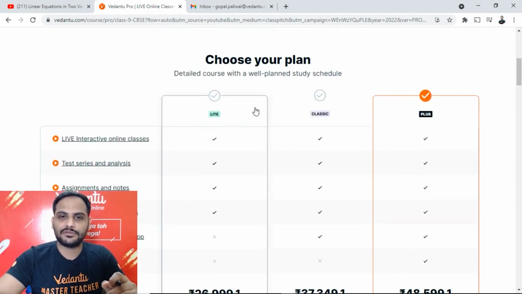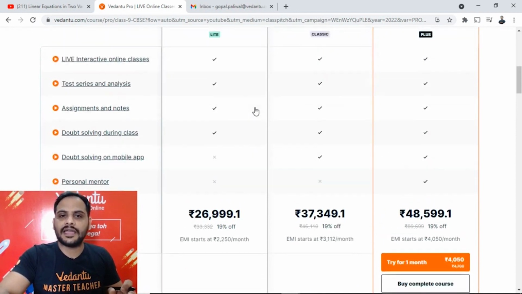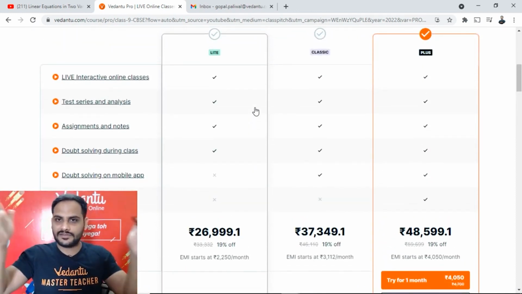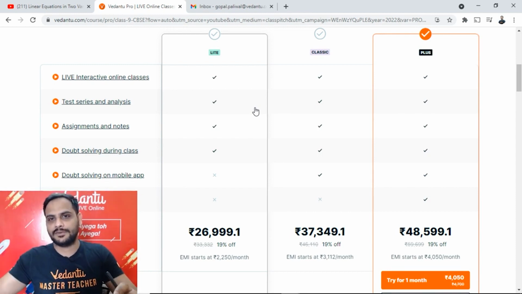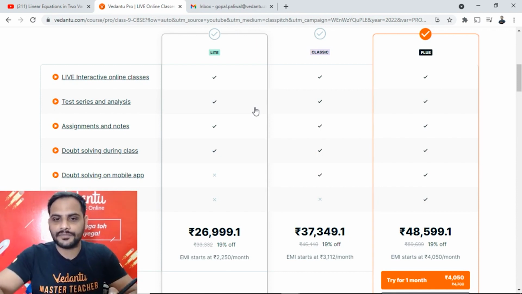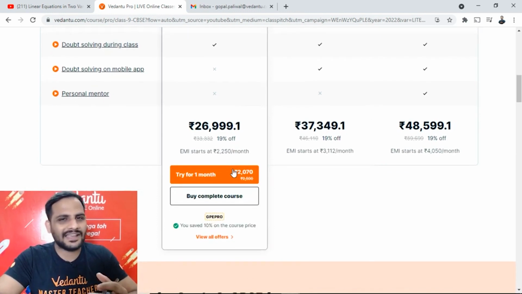Now one thing I would like to make very clear: the classes are exactly the same. There is no difference in the classes. Classes are the same for all the students. The difference is in the after-class experience, post class, how much you are engaged, how much support you need. All right, so these are the prices shown over here, guys.